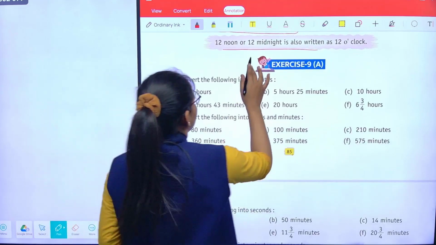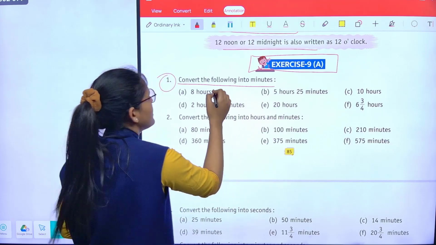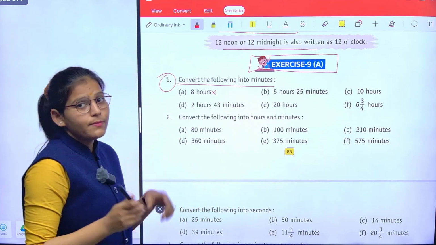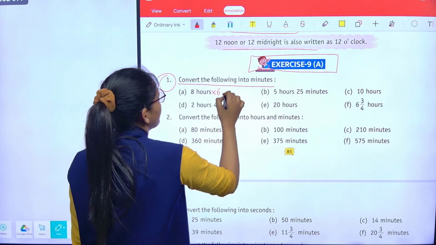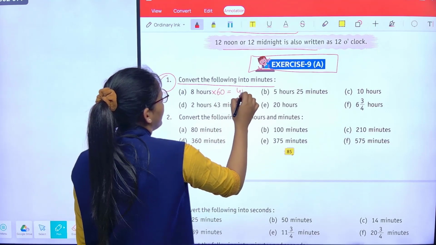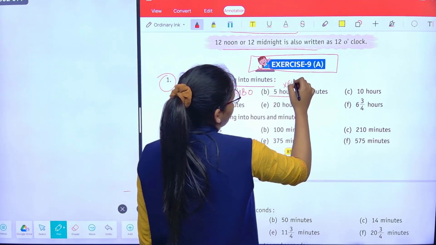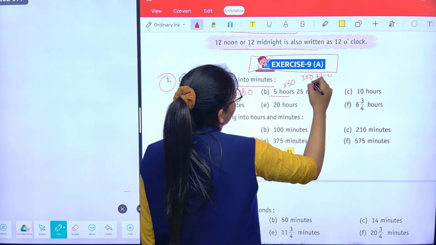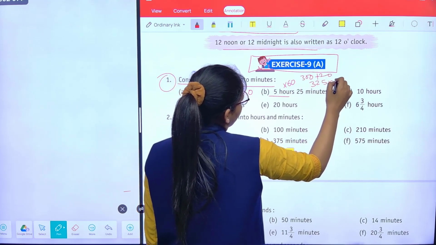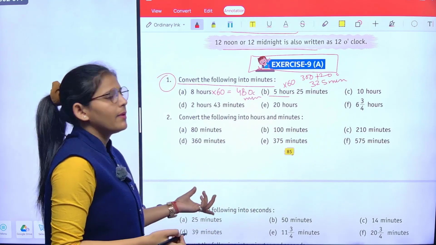Come on, exercise 9A. Question number 1, convert the following into minutes. Class, minutes में hours means bigger unit to smaller, what do we do? Multiply. 5 hours multiplied by 60, that is 300 minutes plus 25, that is 325 minutes. Understand class? Put the unit. Rest of the parts do yourself.